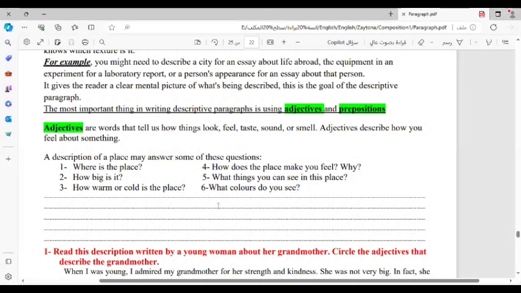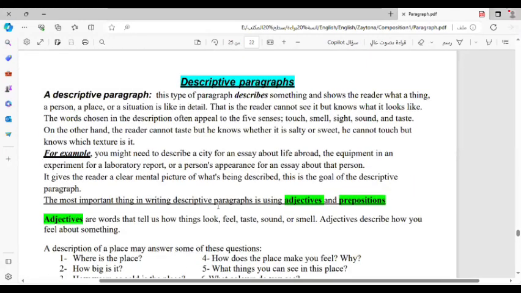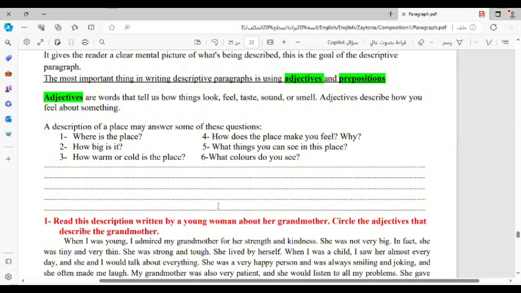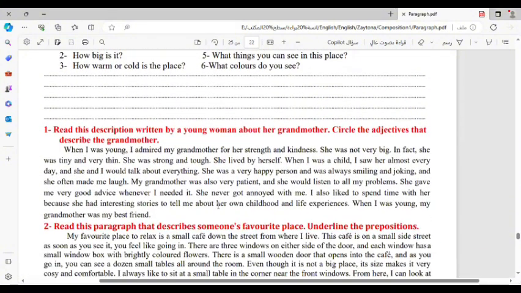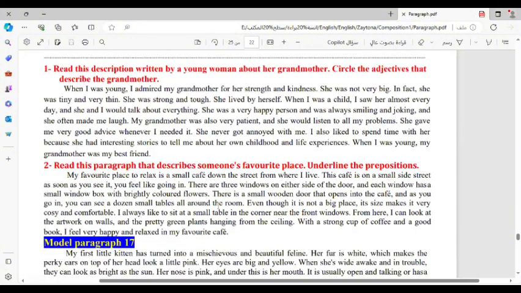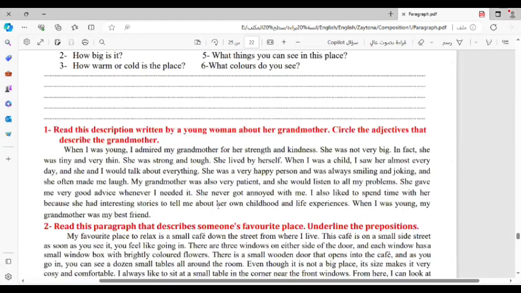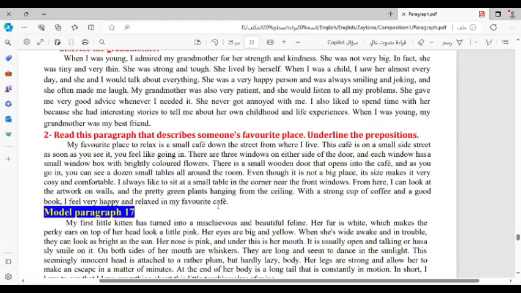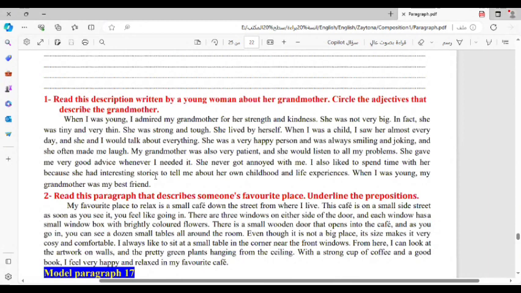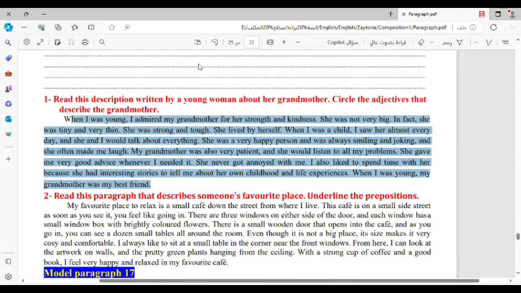Okay, so this is the descriptive paragraph. You see, it is very simple. We have here some samples, some examples. In the first example, we have a descriptive paragraph. We have some students in the waiting room, yes.